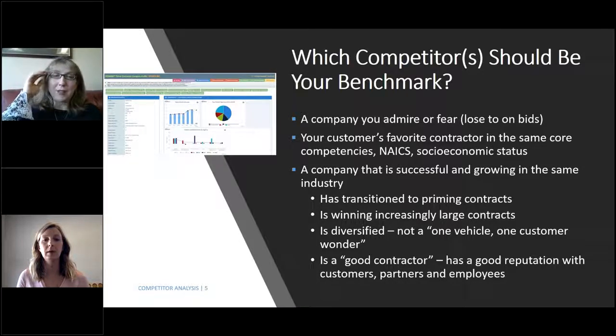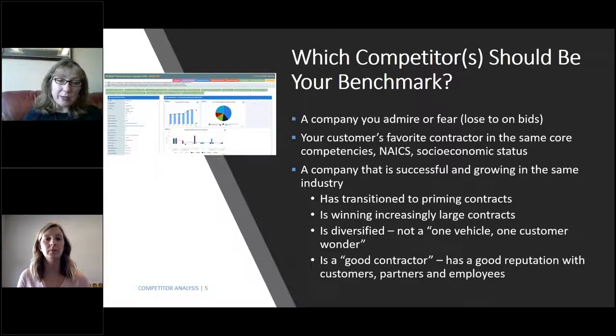Now, you could also pick a company that is successful and growing in the same industry. If you don't have the first and second, or maybe you have just one company in category 1 and another company in category 2, you need more than one company to get a picture of how companies grow in your field. You could also look at a company that is successful and growing in the same industry. For example, you also don't pick just any one, right?